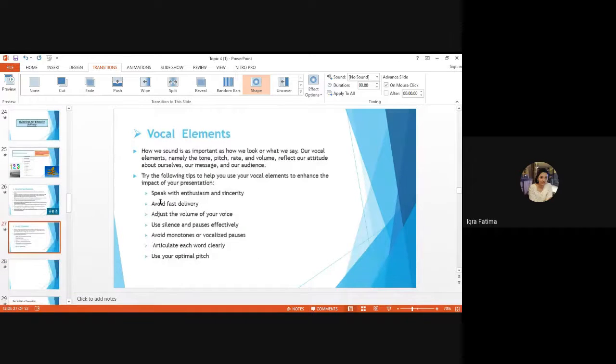And then we talked about our paralinguistic features as well. In paralinguistic features, we discussed pauses, volume, pitch, rate. We talked about these things in class.